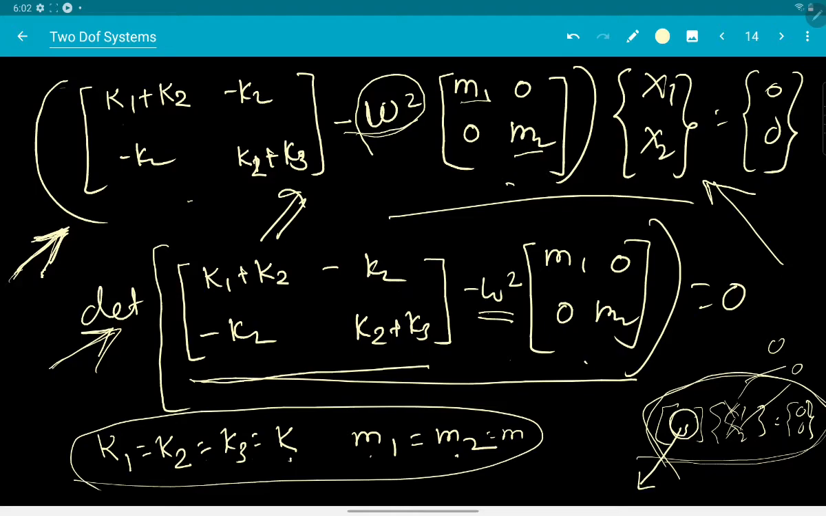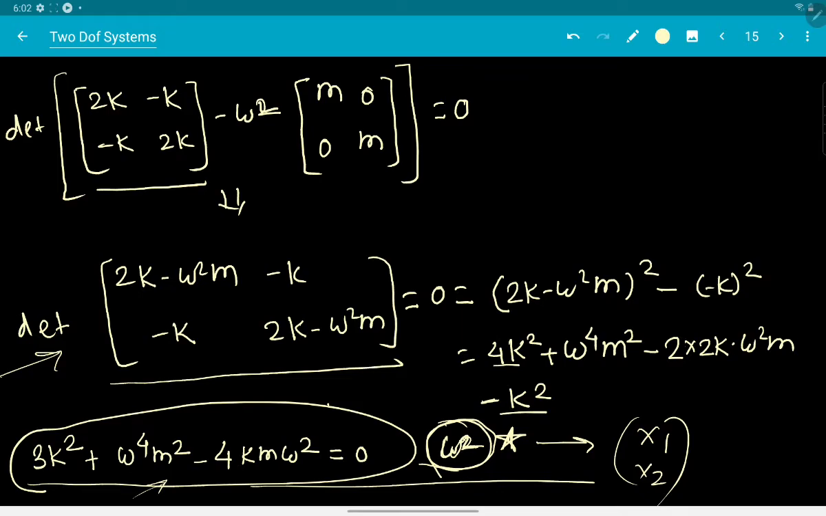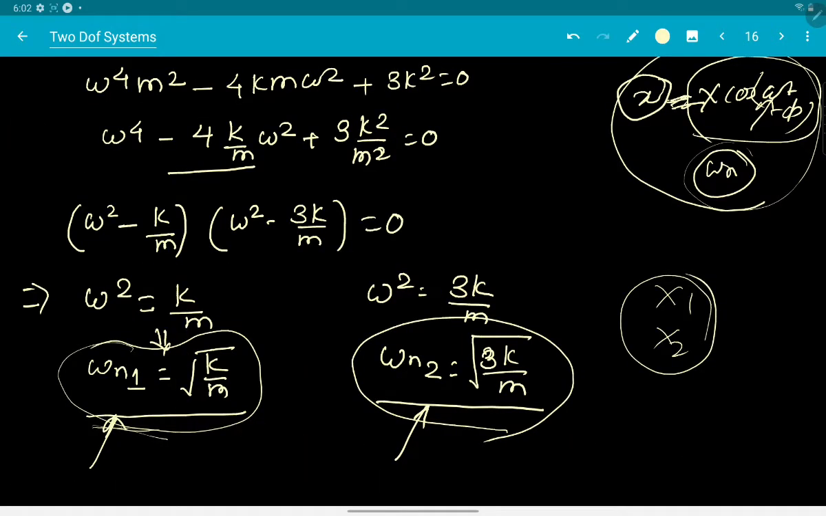Now in order to have non-trivial eigenvectors, which are x1 and x2, these are called eigenvectors, and these are eigenvalues, which are omega squares. Values of omega squares are called eigenvalues, and values of x1 and x2 are called eigenvectors. So if you want non-zero, that is non-trivial, eigenvectors, then obviously the determinant of the matrix pre-multiplying this eigenvector should be equal to 0. When we enforce this condition, we end up with two values of omega square.